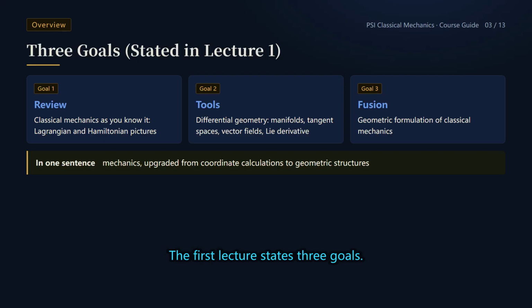The first lecture states 3 goals. First, review classical mechanics as you know it, the Lagrangian and Hamiltonian pictures. Second, learn some differential geometry: manifolds, tangent spaces, vector fields, and the Lie derivative. Third, and most importantly, use this language to describe mechanics geometrically. In short, mechanics upgraded from coordinate calculations to geometric structures.